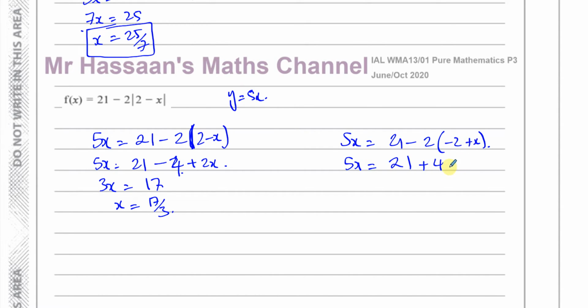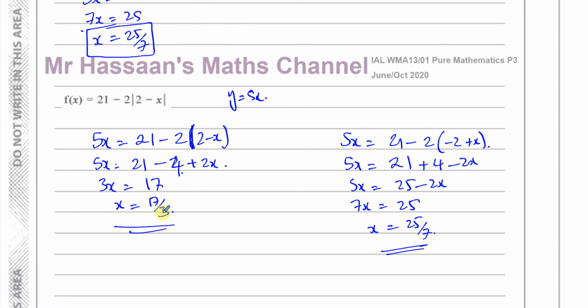So that's got plus 4 and minus 2x. So we get 5x is equal to 25 minus 2x. So you're going to get 7x is equal to 25. So x equals 25 over 7, which is the answer that we got.